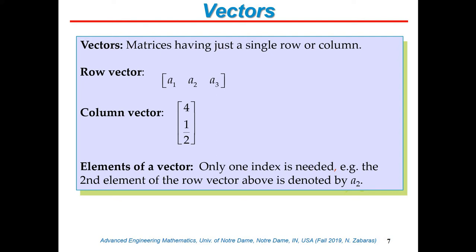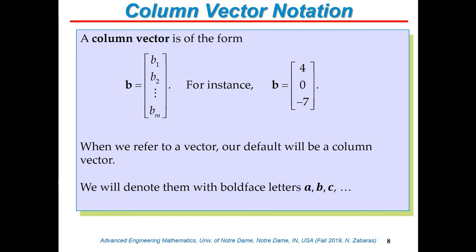So the elements for vectors require only one index. For example, A3 is the third element of this row vector. A2 on this column vector is equal to 1/2. So we only use one index to describe vectors. Now, a column vector is more or less the standard for the remainder of the course. So when I discuss vectors, I am really referring to column vectors. I repeat the notation here: we put these vectors in brackets with the elements inside, and the notation for column vectors will be letters that are lowercase and bold.